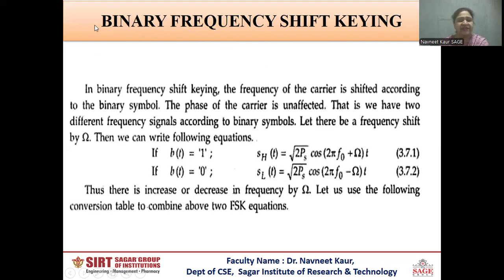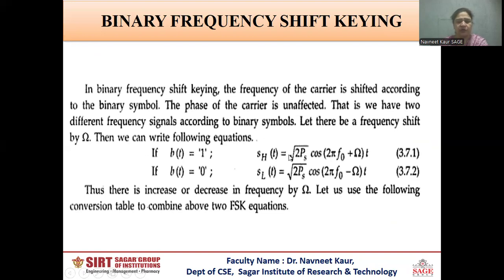Now, next we have binary frequency shift keying. We have seen that in binary phase shift keying, we change the phase of the carrier according to the message signal. Now, in BFSK, the frequency of the carrier signal changes according to the message signal. Here, there will be no change in the phase. There will be no change in the amplitude. Only the frequency of the carrier signal will be changed according to the message signal.